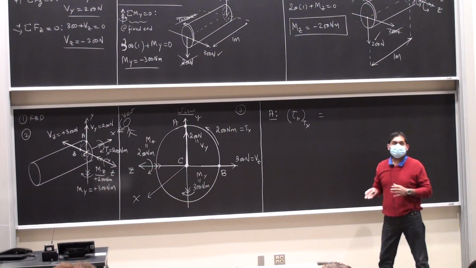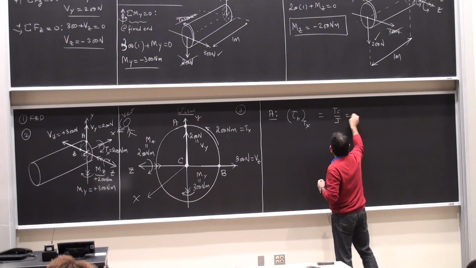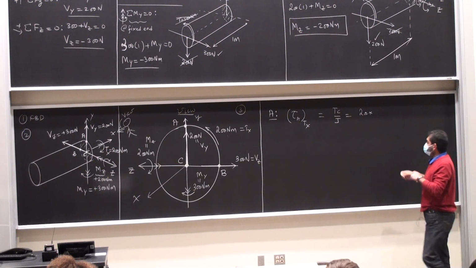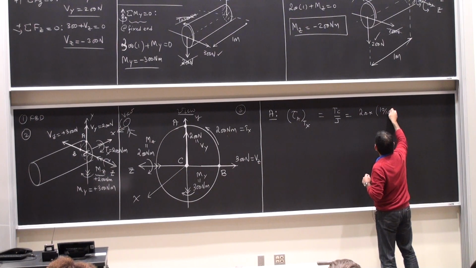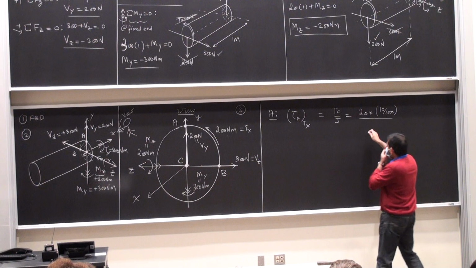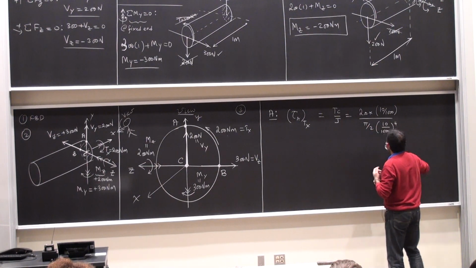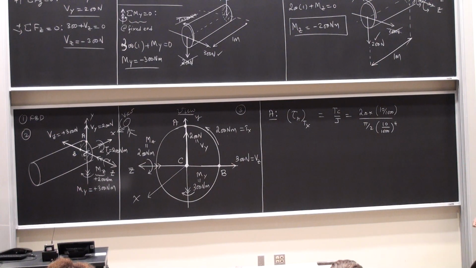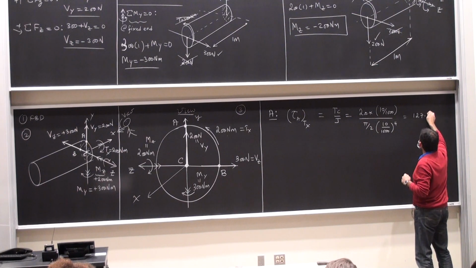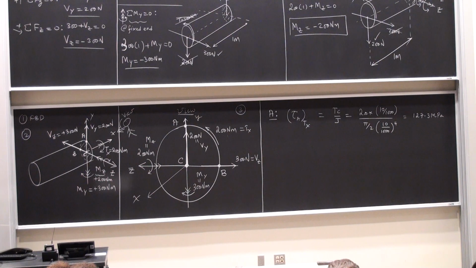this is your typical formula, T times C divided by J, which is 200. C is the radius, which is given to us as 10. J, polar moment of inertia, pi by 2, r to the power 4. Crunch the numbers. It's around 127.3 megapascals.